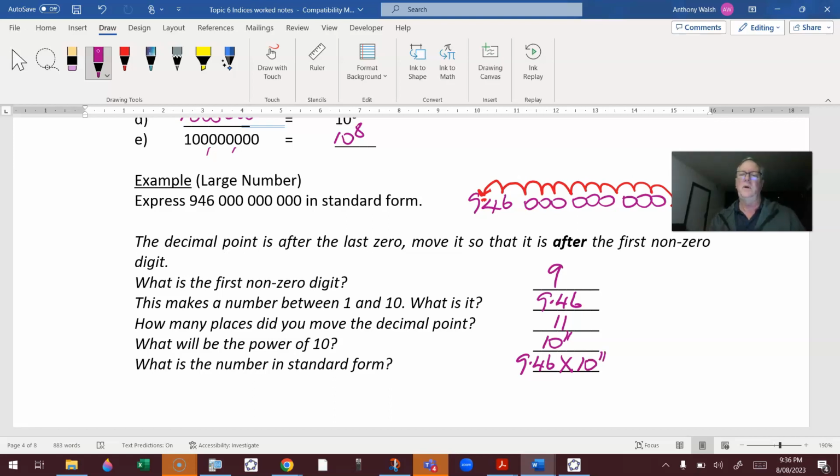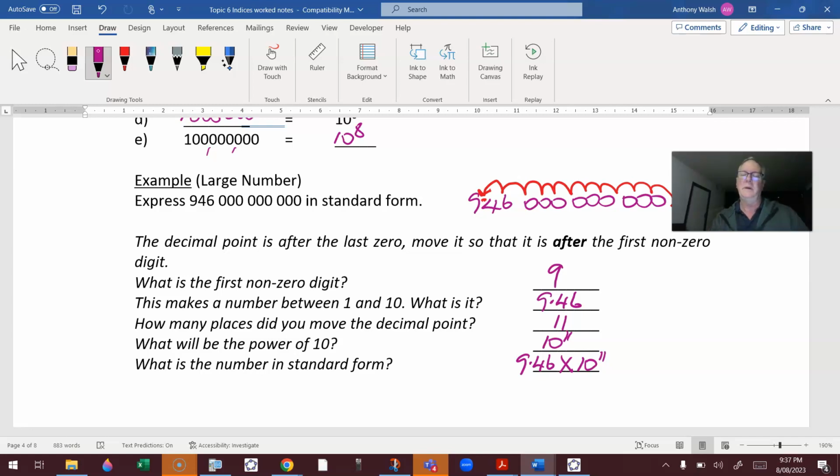So once again, write your number down, go to the decimal place right at the end, move it jump-wise until it's after the first non-zero digit. That'll give you a number between 1 and 10, and you count the number of jumps.